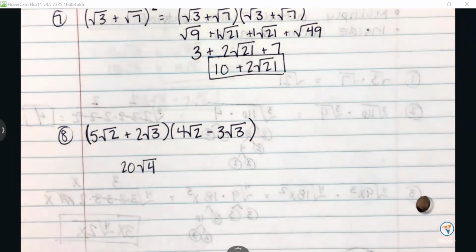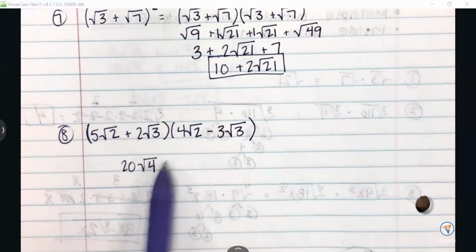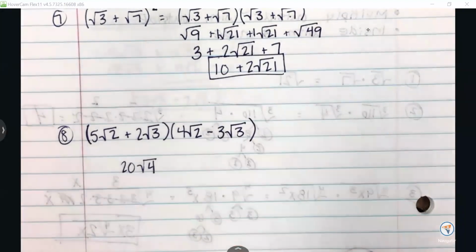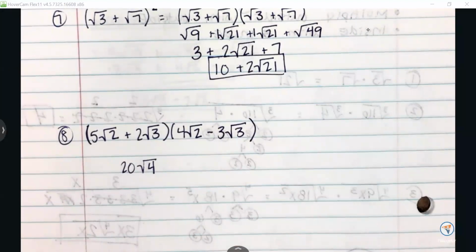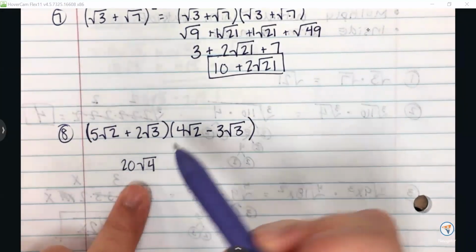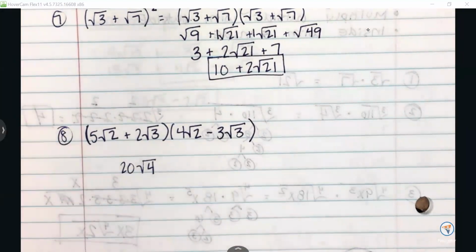Yes, ma'am? How come on the last one you weren't able to add together because that's adding. This is multiplying. So adding, it's like fractions. Adding, they have to be the same denominator, right? But multiplying, I can multiply anything. So it's the same thing. I can multiply anything. But when I'm adding, they have to be the same number inside. That tells you you can add them, okay?